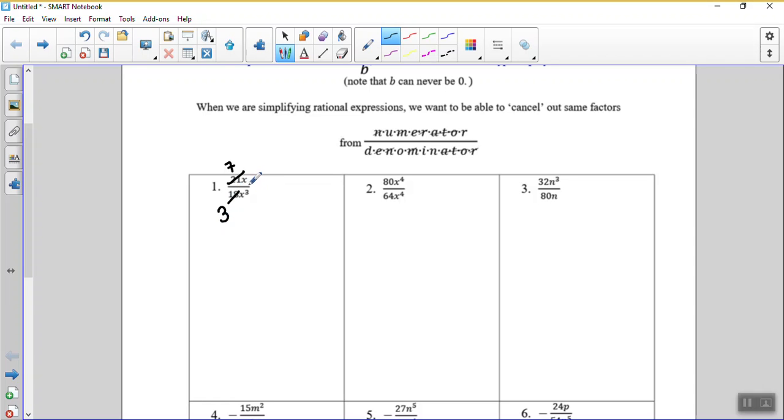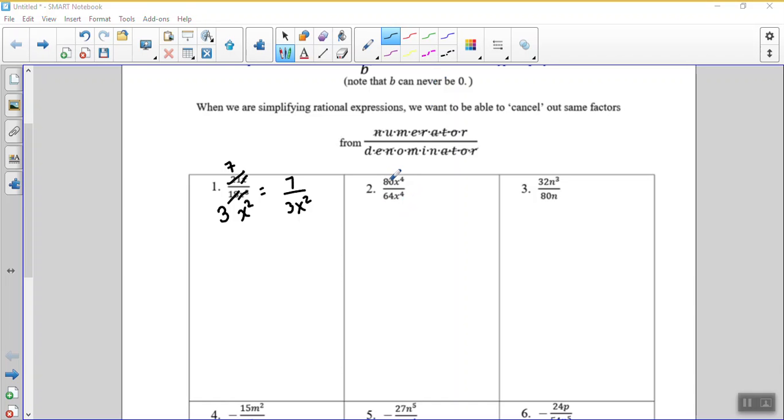And then over here, I have x in the numerator and x cubed in the denominator, which means I can cancel out an x in the numerator and an x in the denominator, and then in the denominator, I have x to the square power. So to rewrite this, it's 7 in the numerator, 3x squared. And this is my simplified version. Okay, so just look for the common factor between the numerator and denominator in the numbers.